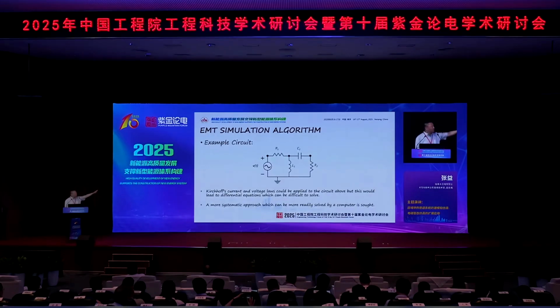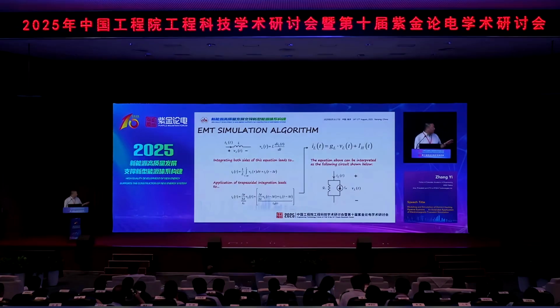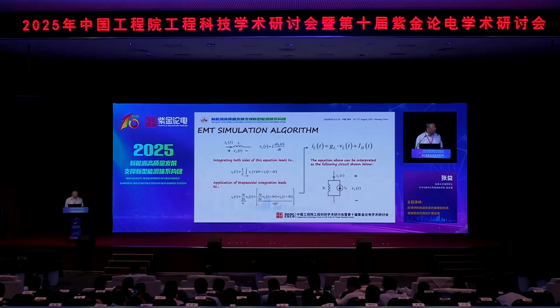For example, this is an RLC circuit. For the inductor L, we have V equal to L di/dt. For that, we use numerical integration to write the equations. We use the trapezoidal integration formula to describe it. Finally, the current at the current time step is equal to the inductance-related term times the voltage plus I history, which is the history current.